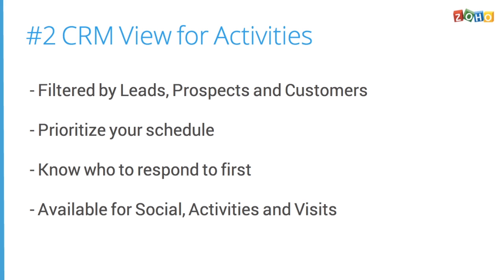All right, so let's go ahead and move on to our CRM View, and we'll talk about this feature for a moment. CRM View can be defined as a productivity filter for your leads, potentials, contacts, and customers. This feature lets you see which events are most important and who you should respond to first. It's available for the social, activities, and visits modules. So let's look at it.